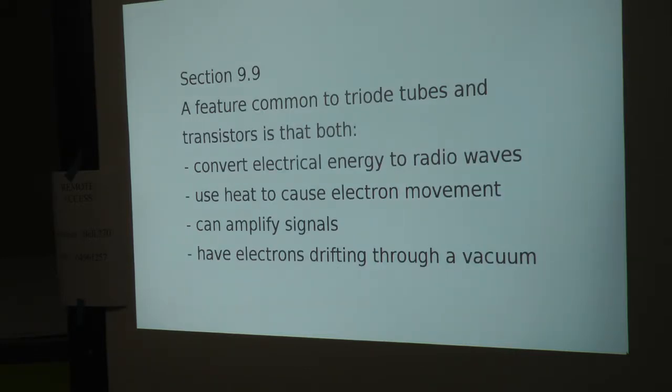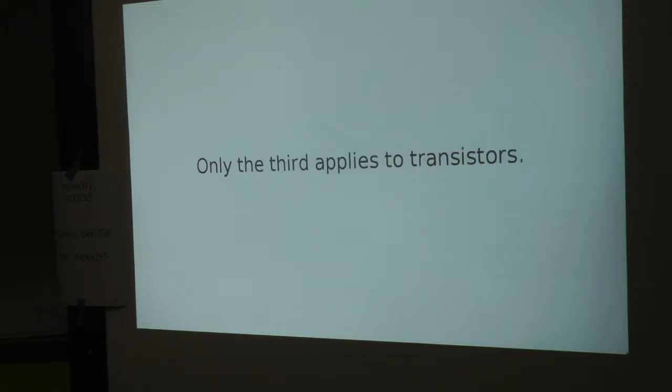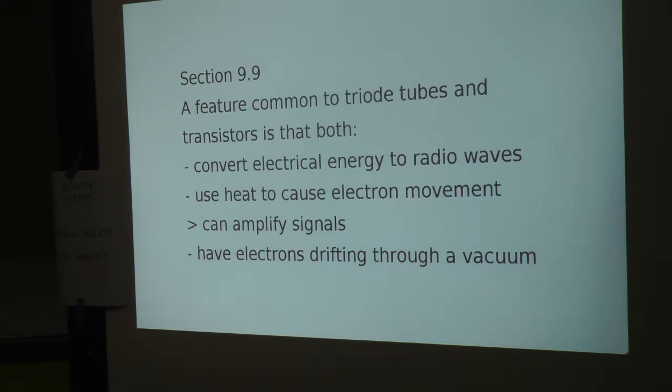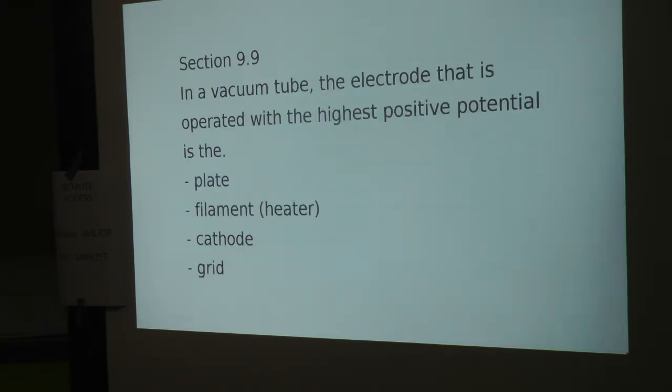A feature common to triode tubes and transistors is that both... I would say number 3. Can amplify signals. Yep, they can both amplify signals. Yeah. So, only the third applies to transistors. Everything else specifically refers to tubes. Doesn't triode, is that not the key word to signify tubes? It is. Yeah. So triode is never used to refer to a semiconductor. It's always referring to tubes.